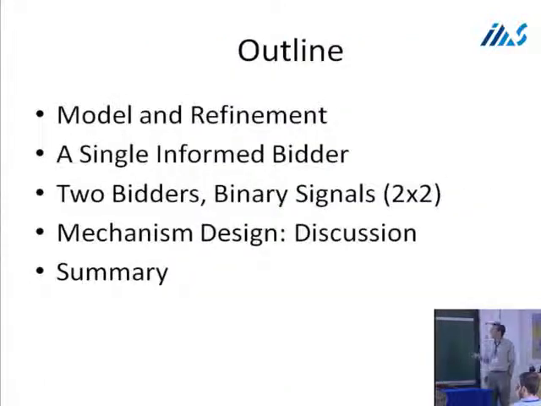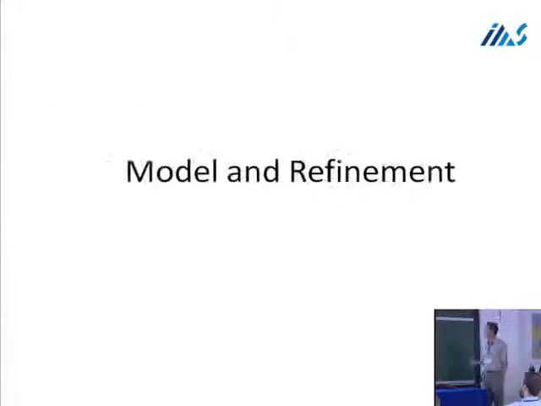Let me briefly talk about the outline of the rest of the talk. I'll formally define our model. I'll talk about the single informed bidder, which basically we've seen. Then the heart of this paper is trying to understand what happens if we have two bidders and both of them get information about the value. And then finally, I'll talk about the mechanism design issue.